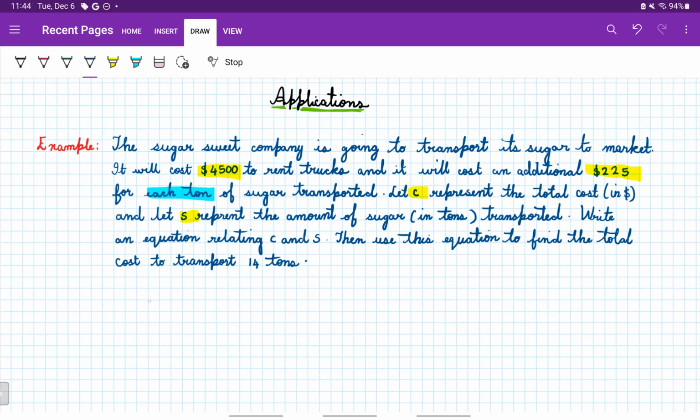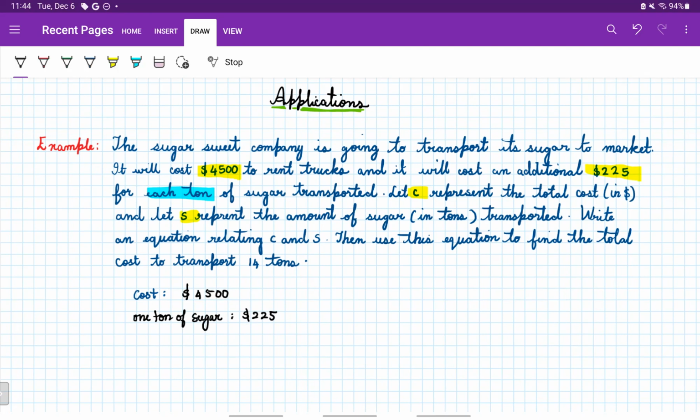So one thing is that there is a cost to rent trucks, and that is $4,500. And then it says that it will cost an additional $225 for each ton of sugar. So for 1 ton of sugar, it costs $225. What this exactly means is, for each ton, that means that for 1 ton of sugar, it costs $225. It's basically like if you want 1 chocolate, it costs $1, but if you're buying 10 chocolates, it would be 10 times 1, which is $10.